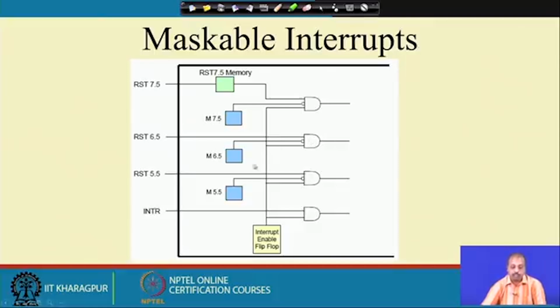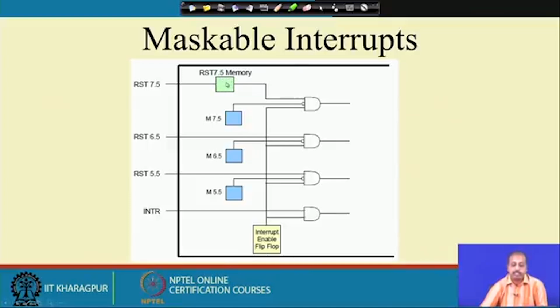So, we have these mask flip flops M 7.5, M 6.5 and M 5.5 for masking out these interrupts individually. But for INTR, we do not have this individual masking. INTR can be masked off by the interrupt enable flip flop only, through the EI/DI instructions only. It cannot be masked off otherwise. There is also the RST 7.5 flip flop. RST 7.5 has another flip flop that we will see later.